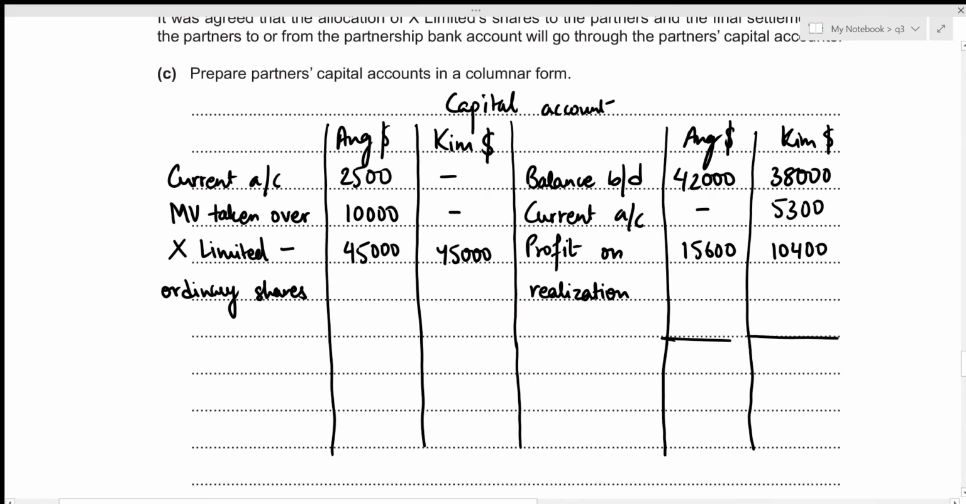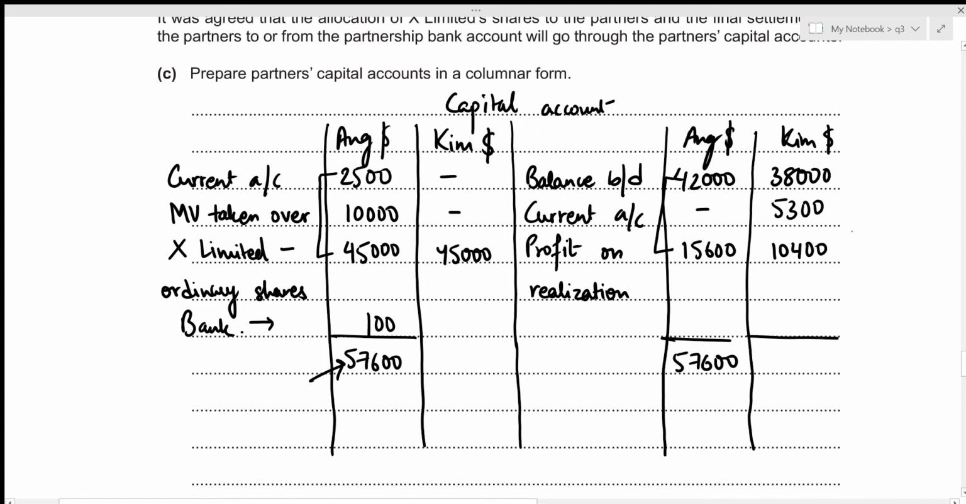Okay. So for Ang, that's the sum of these 2 amounts. That's 42,000 plus 15,600, which results in the value of 57,600, which should be the total for the debit side as well. So any other remaining would be settled by cash, so we can just term it as bank. So this now acts as our balancing figure, right? And in order to figure out the balancing figure, we just need to subtract all of these values from our total. In this case, that's going to be 57,600 minus 2,500 minus 10,000 minus 45,000, which results in the value of 100.